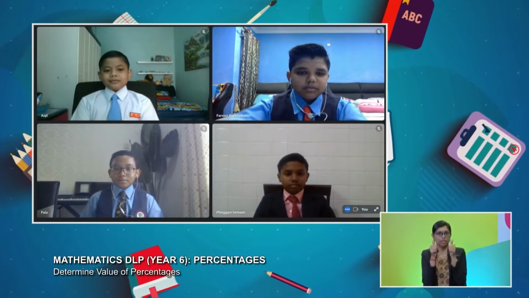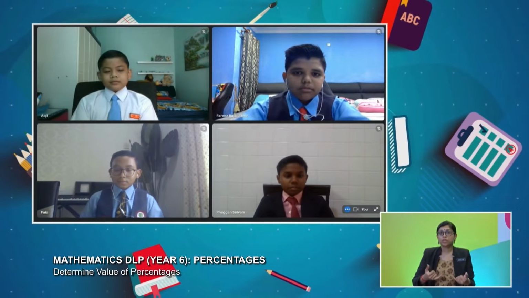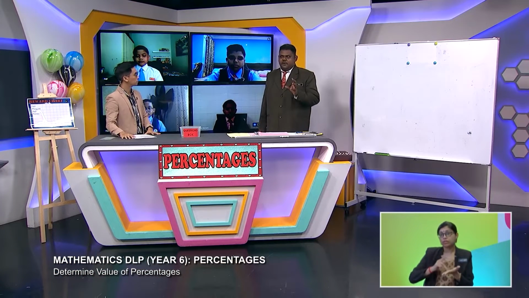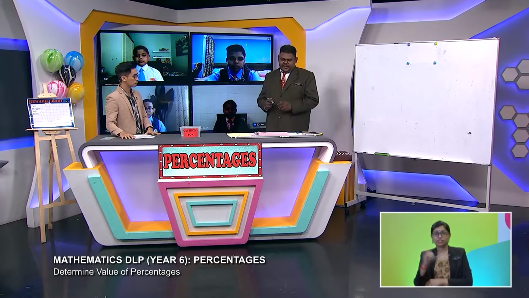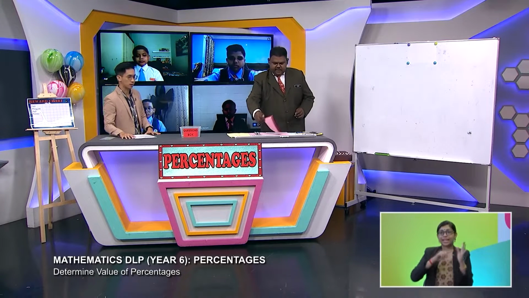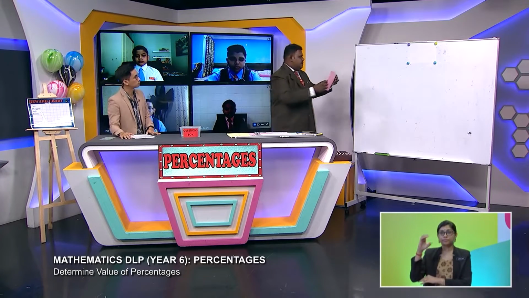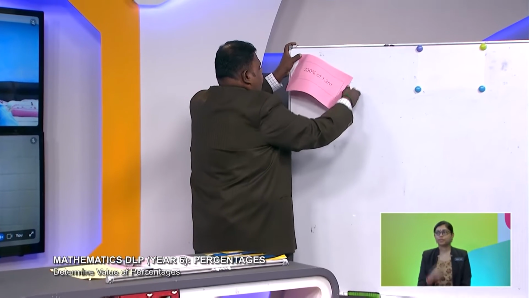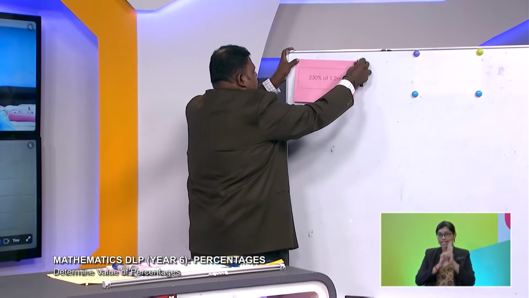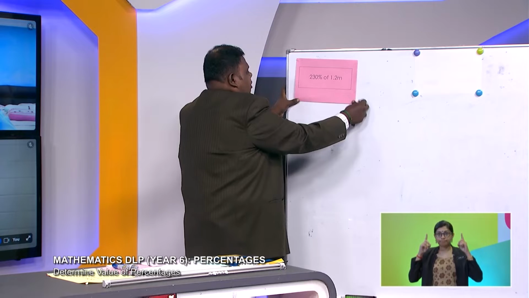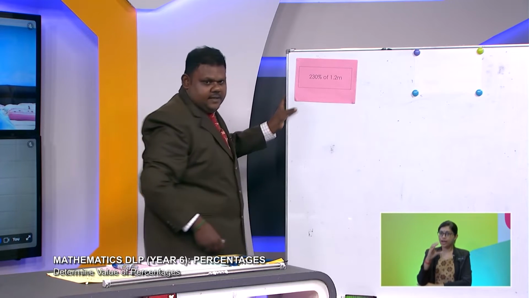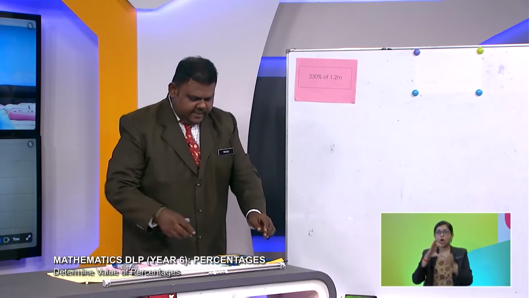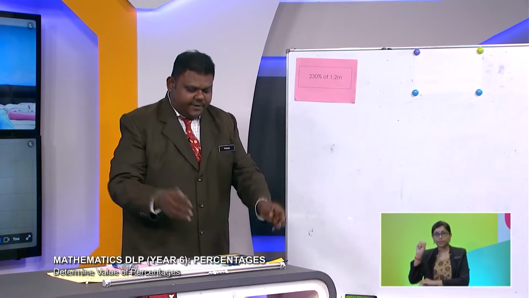Okay, today I'm going to teach you how to calculate a percentage of an amount or of a value in decimal. Okay, we look at the first example. 230% of 1.2 meter. So how do you calculate this? How big is 230%?